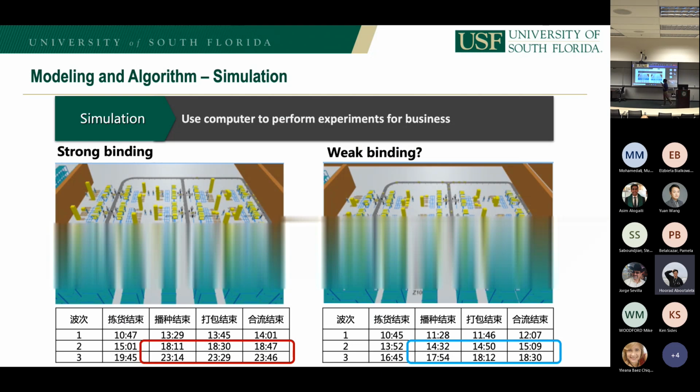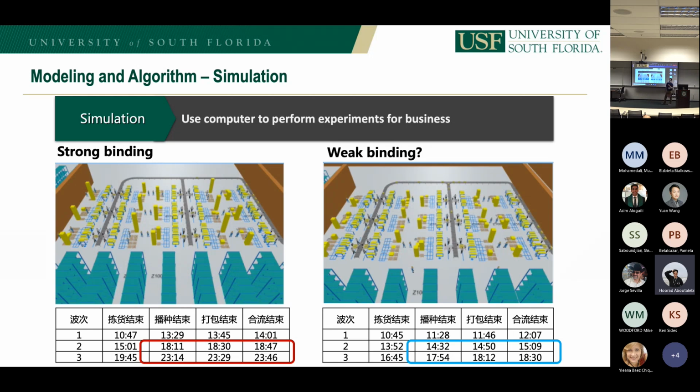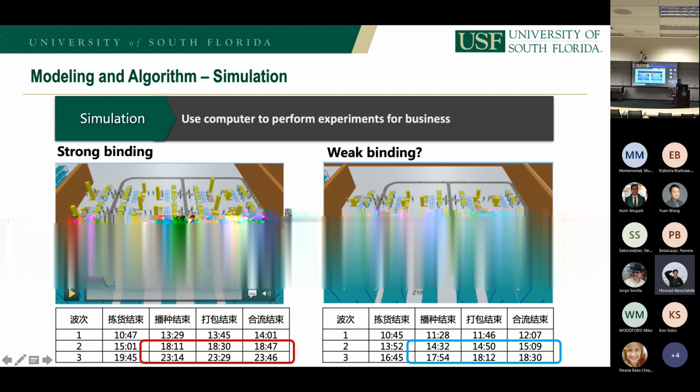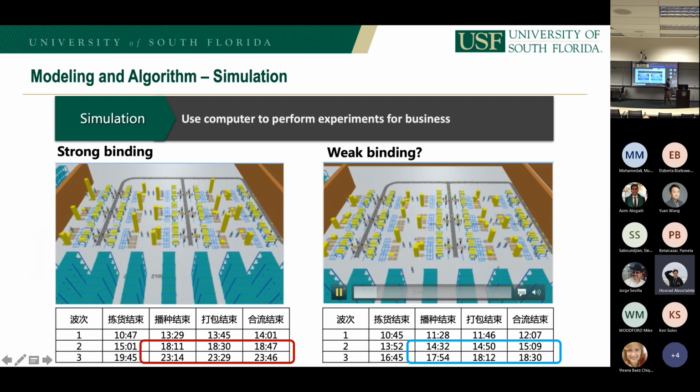Okay, so the definition of simulation is using computers to perform experiments for business. I can share two examples. Oh, sorry, I forgot to translate it. But anyway, look at the time.